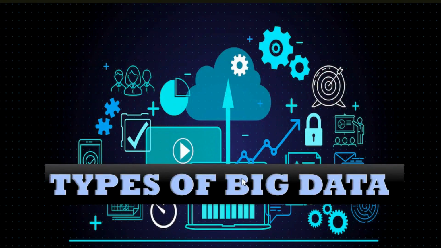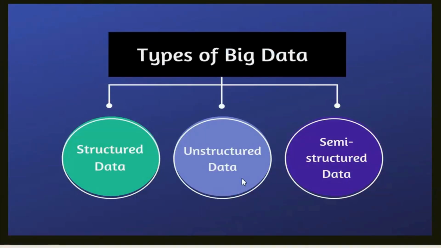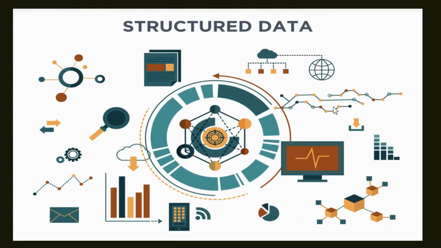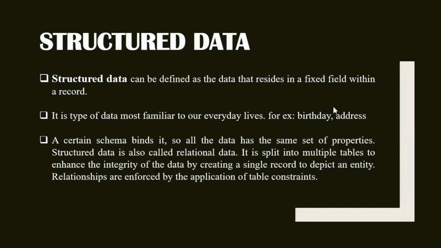Next, we are going to study the types of big data. So here we have three types. One is structured data, then we have unstructured data, then we have semi-structured data. Now let's see what these data types are. First, starting with structured data. So what is structured data?